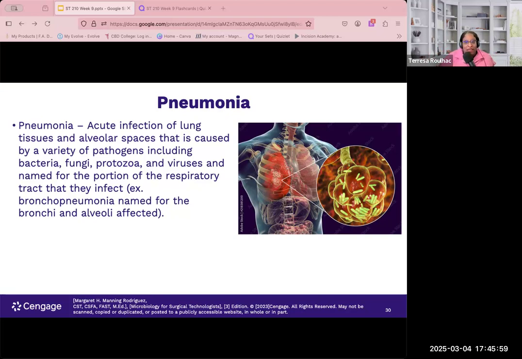The spleen plays a big part in fighting the infection by filtering the bacteria from the bloodstream, and it does help produce antibodies.